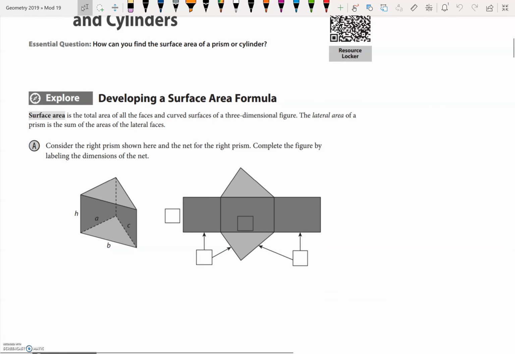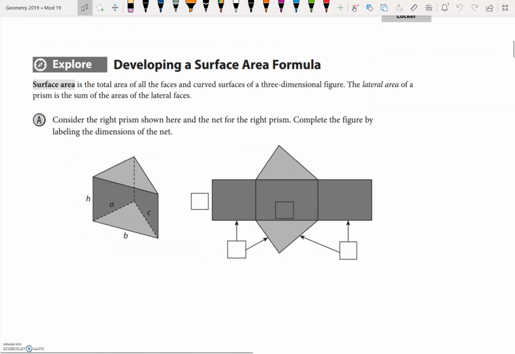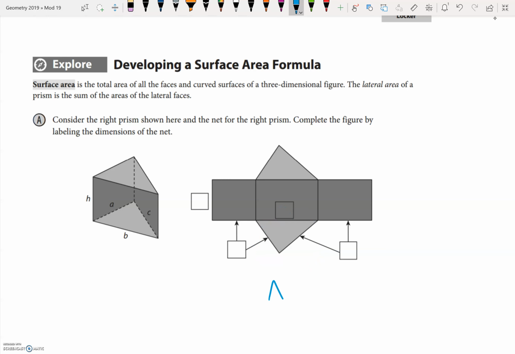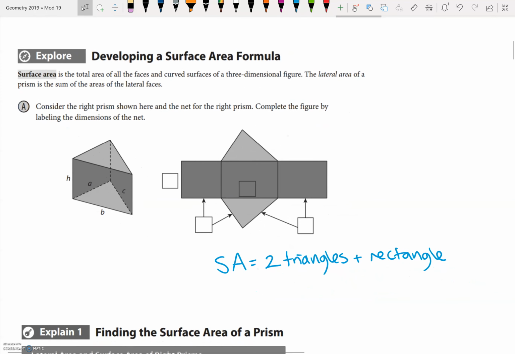So if we take a triangular prism, it is made out of two triangles, and then three of these lateral faces, the one facing toward us, the one to the left side, and the one to the right side. So if we unfold it, we end up getting a giant rectangle, and we get two triangles, which means that the surface area is going to be made up of the two triangles plus the rectangle. So what are the dimensions of the rectangle?